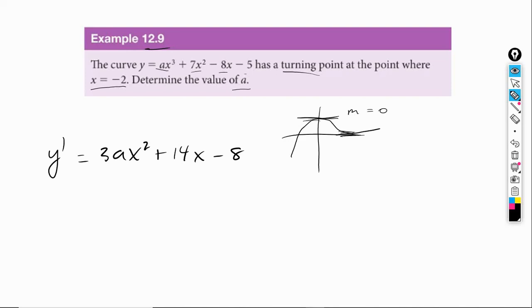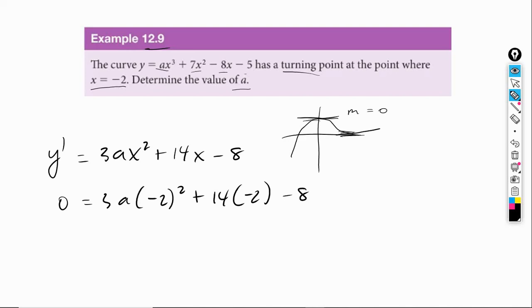So they're telling us that at x equals minus 2, the slope is 0. So we can plug those values in here, right? So the slope is 0 when x equals negative 2. So 0 equals 3a times negative 2 squared plus 14 times negative 2 minus 8. And now we just solve for a.